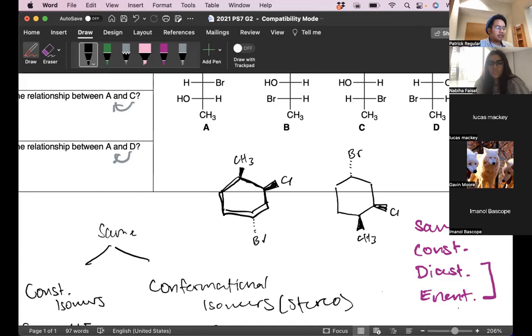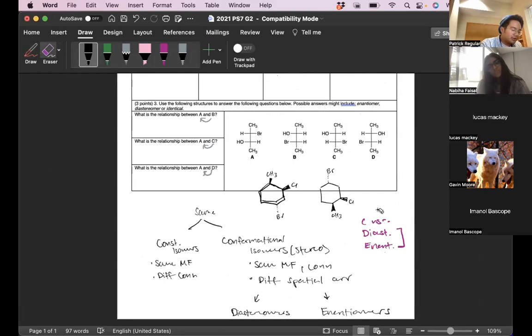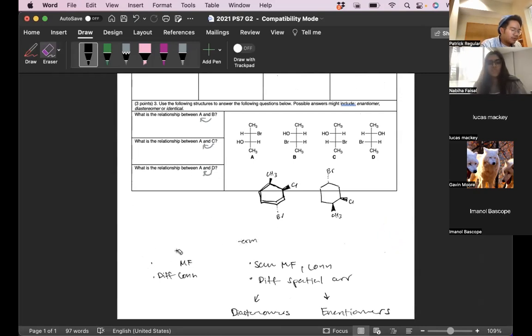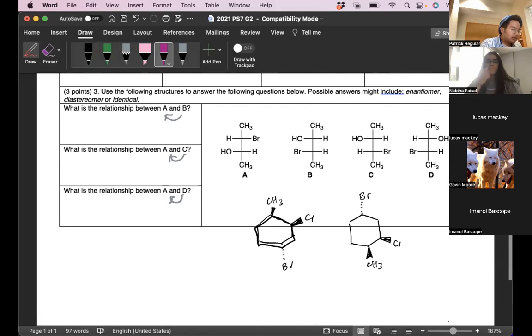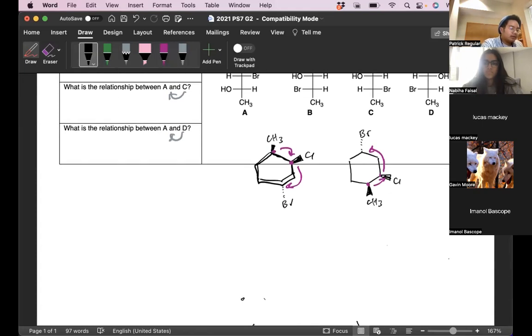This is something that they could throw out at you. There we go. That's what I was trying to draw. What kind of compounds would these be? And you might be thinking, all right, well, we have CH3, Cl, Br, CH3, Cl, Br, and they're in the same wedge-dash pattern, so they must be the same, but that's incorrect.